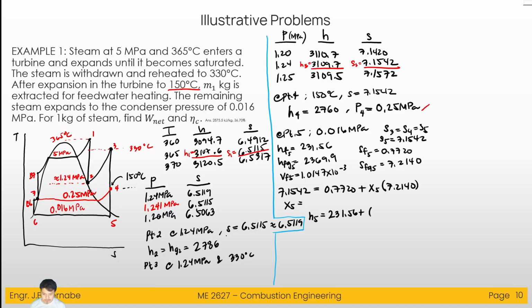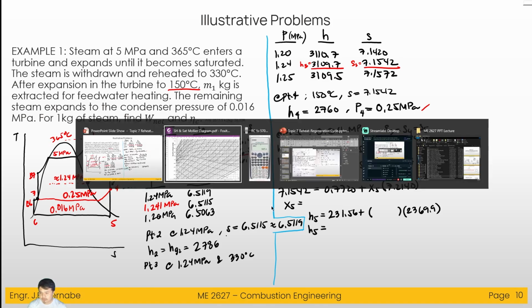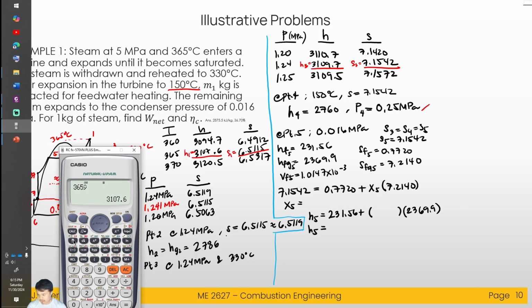231.56 plus you have X. So we don't know the X yet. And then the HFG, 2369.9. So H5 can be found. Okay, so yeah, let's use our calculators. So mode 1 first. No?